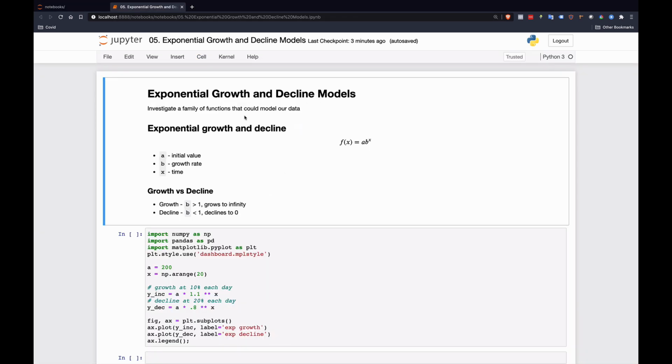And in this whole notebook, we're going to investigate a family of functions that could be used to model our data. So we're going to use this pretty simple function over here, a times b to the x, where a is your initial value, b is the growth rate, that's the most important part here, and x is some unit of time. So this function can model both growth and decline, and it's dependent on what the value of b is. Whenever b is greater than 1, the function value will go up to grow to infinity, and if it's less than 1, it will decline to 0.